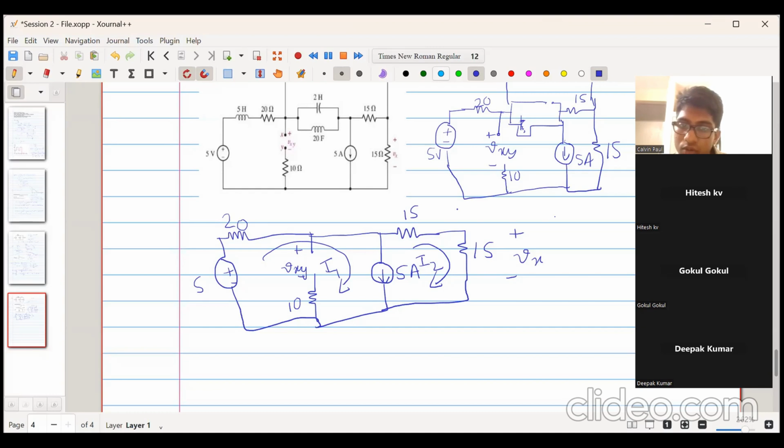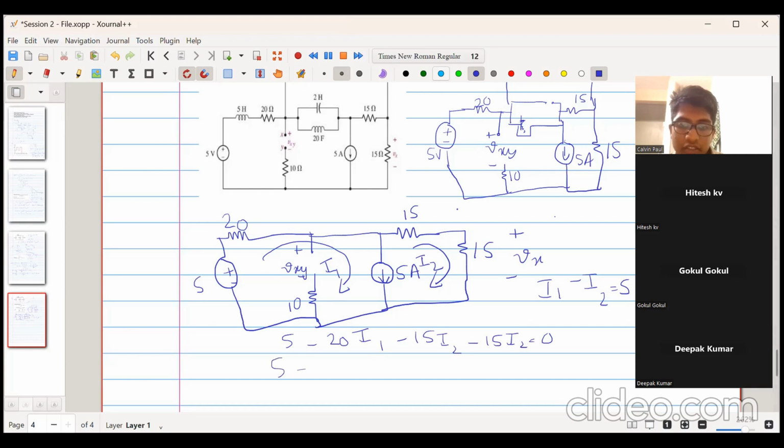See over here, what do we know? We know I1 minus I2 is equal to 5. Is this clear? I1 minus I2 is equal to 5. Yes, sir. Then we apply KVL for the outer circuit. That will be 5 minus 20 I1 minus 15 I2, again minus 15 I2, is equal to 0. Yes, sir.